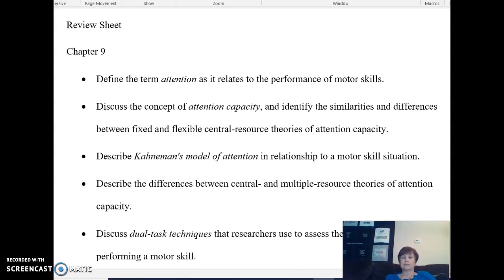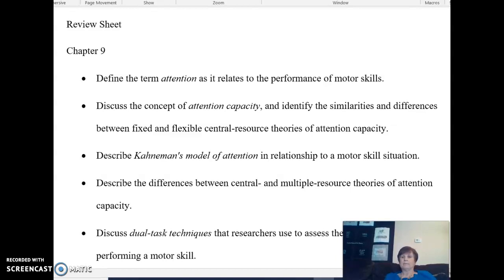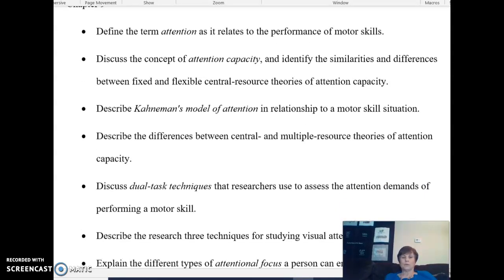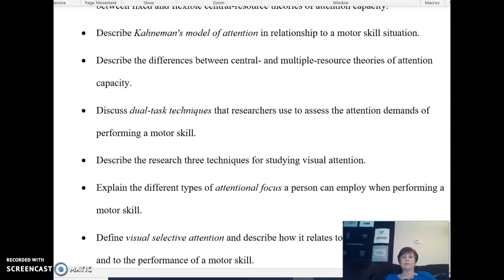And again, I encourage you just to go to the handout I provided and be familiar with the difference between a central resource theory, which just says you have one central place where you are able to attend to information, versus the multiple resource theory, which basically states that we have multiple resources, which enables us to attend to lots of different things at any one time. Our ability then to do more than one thing, we call that dual task. And there's been research done where you have a primary task and a secondary task. And we've looked at how we're able to attend to more than one thing at a time.